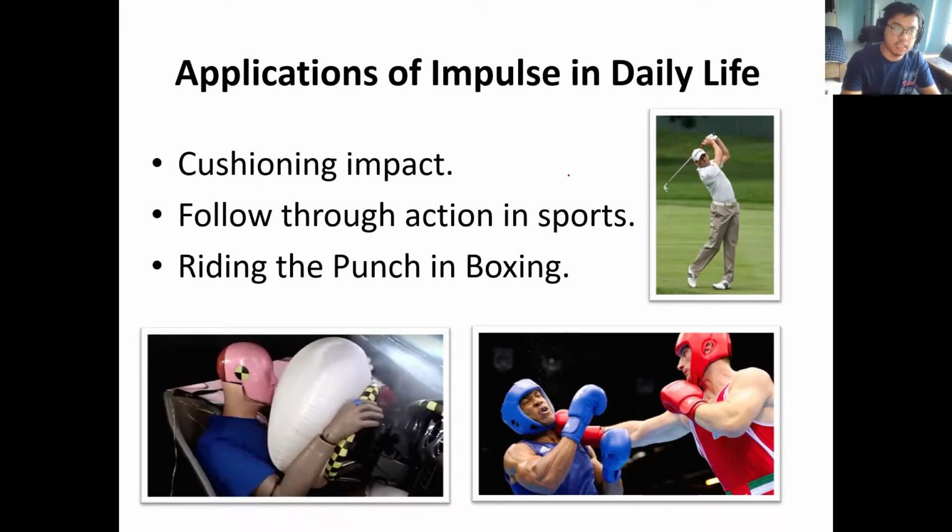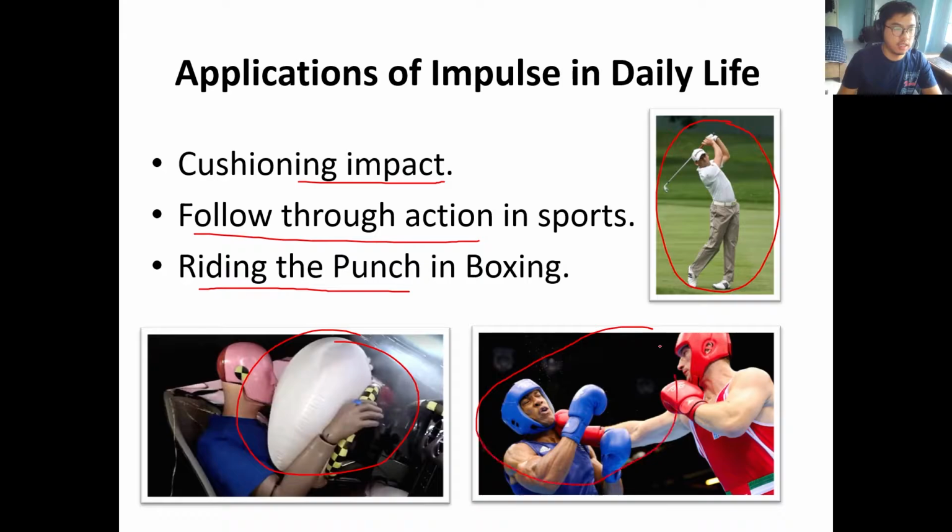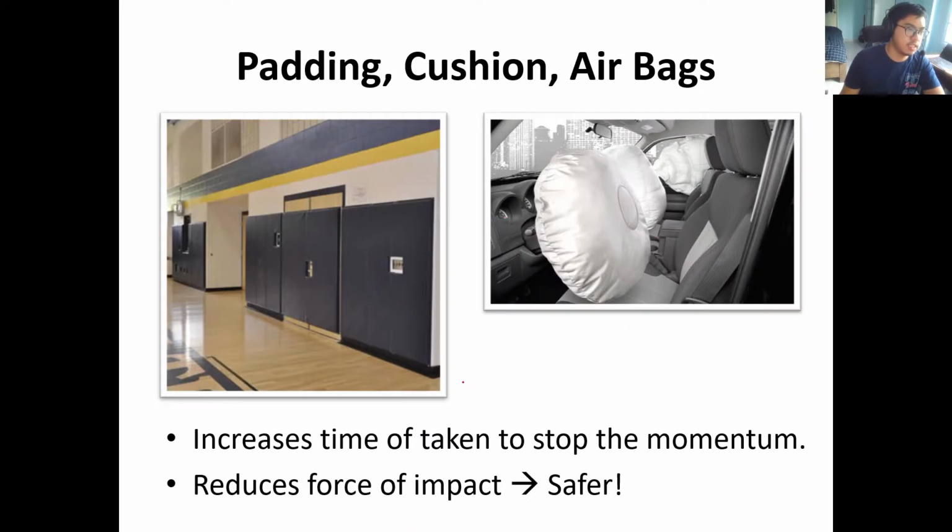These are the applications or uses of impulse in daily life. The idea of impulse is used in cushioning impact, for example in airbags. It is used in follow-through action in sports, for example when you are swinging your golf club, and when boxers are driving the punch, as you can see here. We'll explain this one by one in this video lesson.